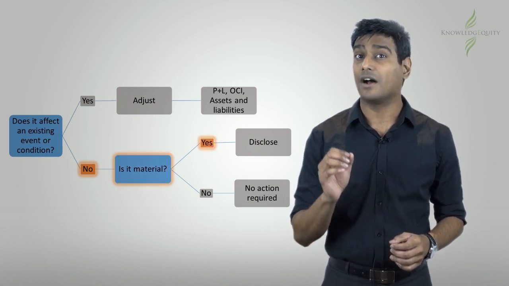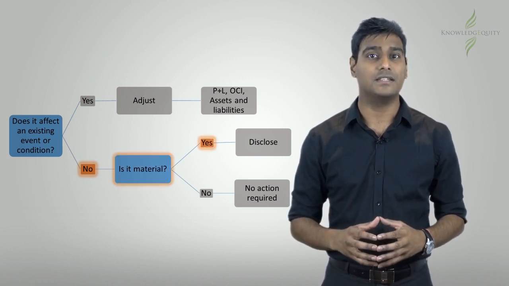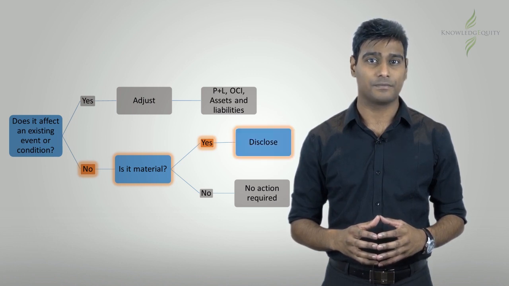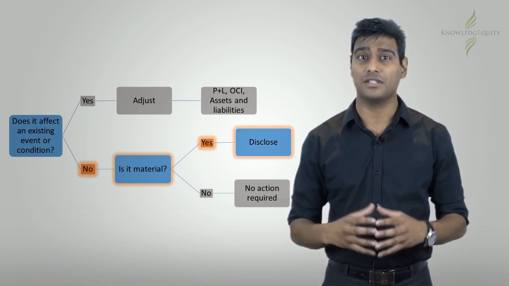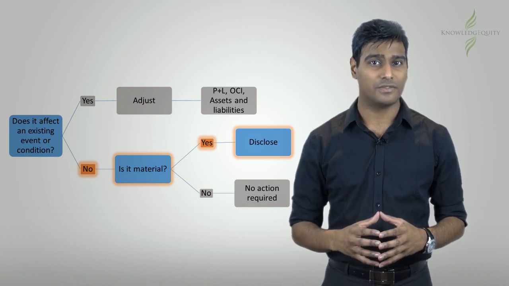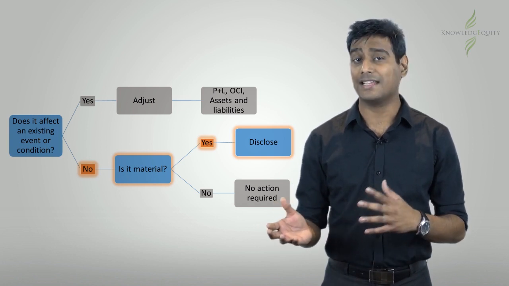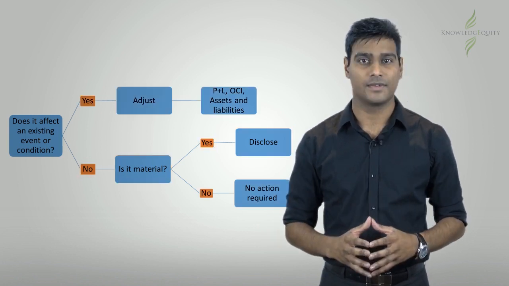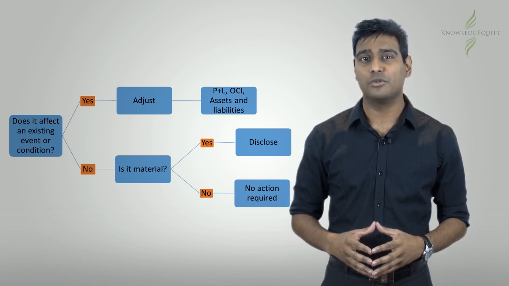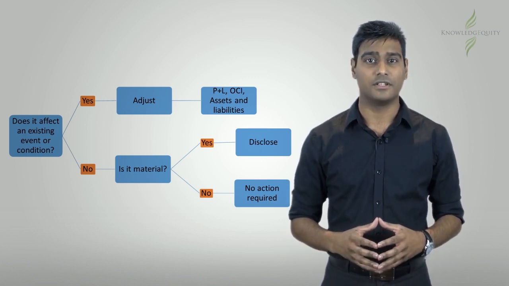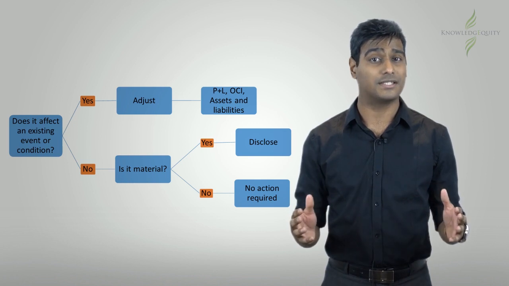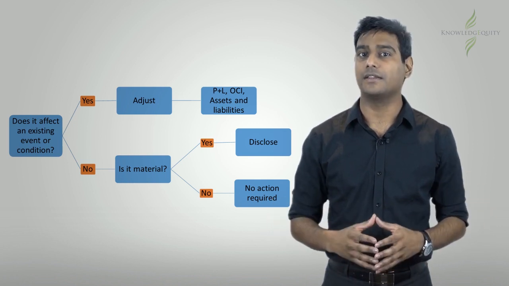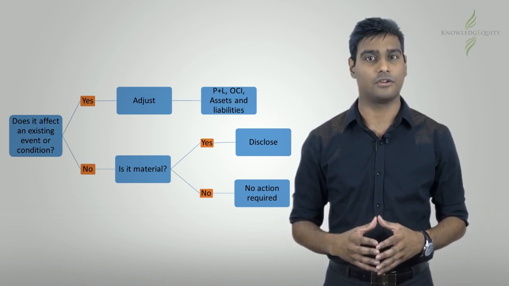The effects, however, are material as they would affect the decision-making of users. Thus, the event needs to be disclosed in the notes. That is, the nature of the event and the estimated financial effect need to be disclosed. To recap, there are three possible ways to treat an event that occurs after the reporting period. You can use the simplified decision tree to consider the relevant questions and arrive at the correct treatment.